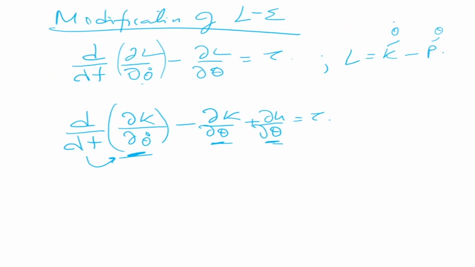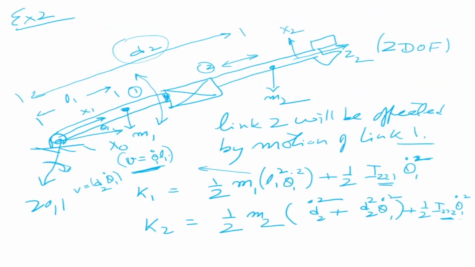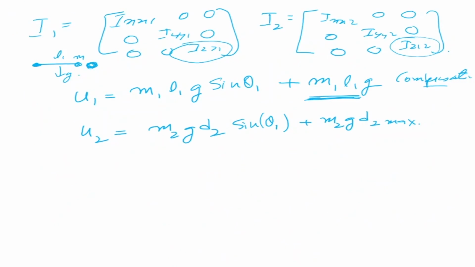So if you go back again, K is equal to K1 plus K2, and this contains theta 1 dot and d2 dot. So first we differentiate with respect to theta 1 dot, then with respect to d2 dot, and that is similarly for potential energy also. So U is equal to U1 plus U2, and first we differentiate with respect to theta 1, then with respect to d2. So theta 1 is also there and d2 is also there.